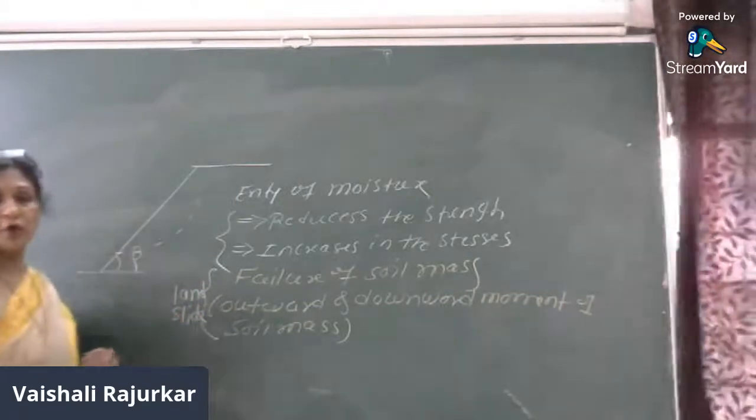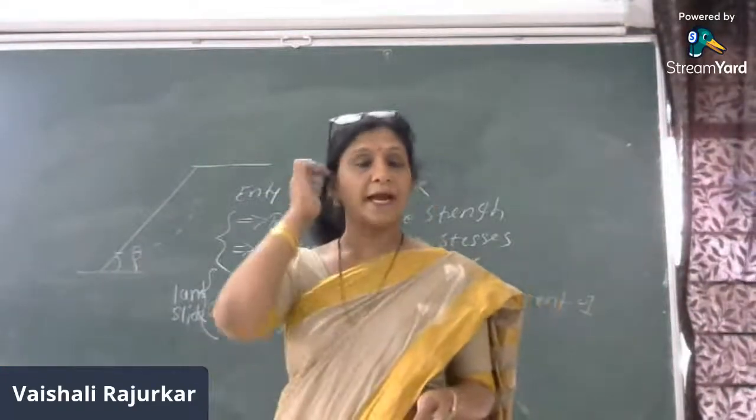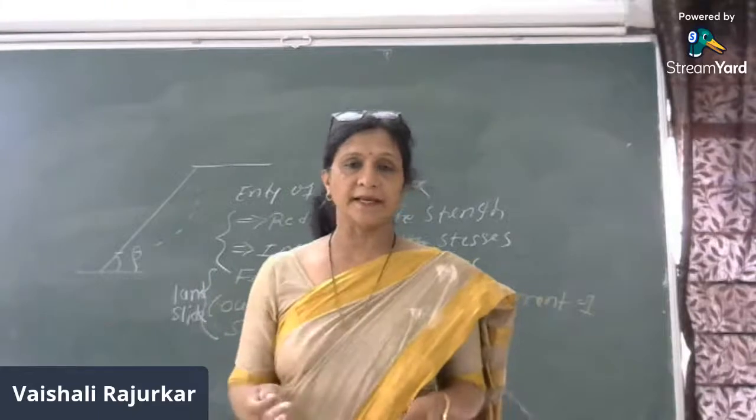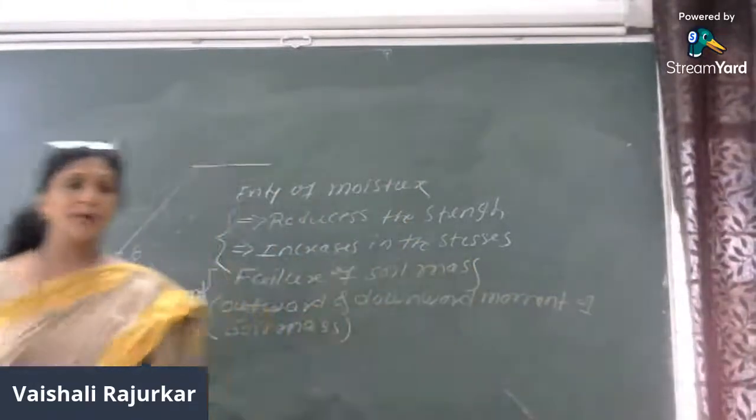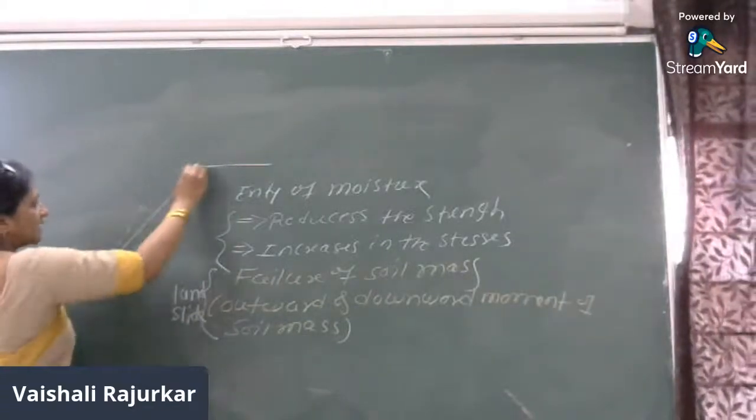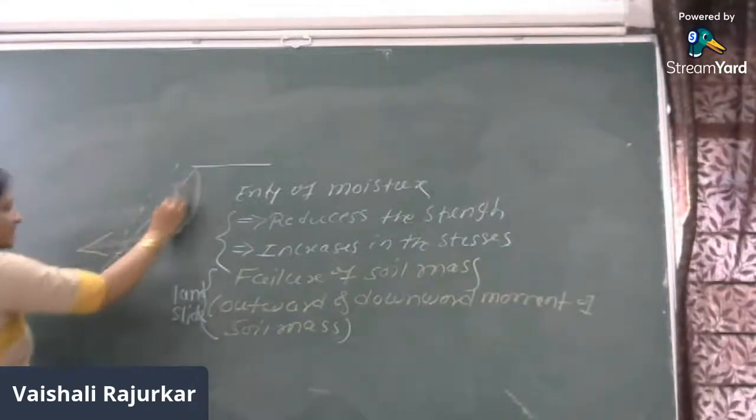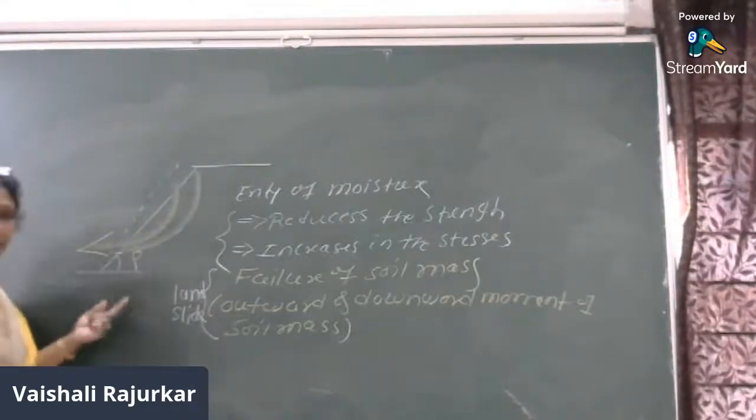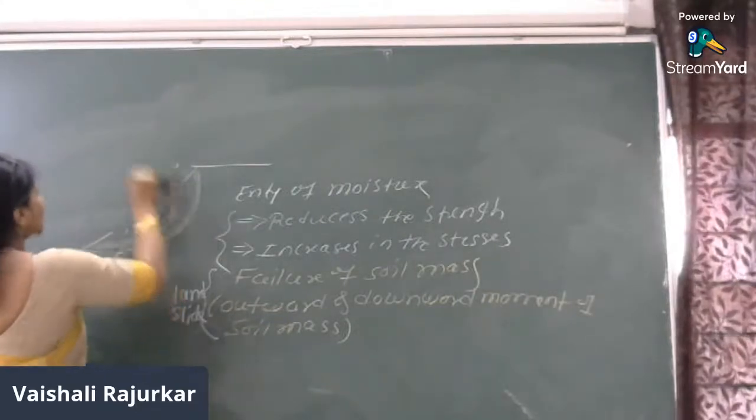Therefore, in most cases, landslides occur in the rainy season, and mostly in hilly areas due to continuous snowfall. Many times the slope gets steepened like this, and in that case, there is an outward and downward movement of the soil mass. Always remember that outward and downward movement of the soil mass is called a landslide.